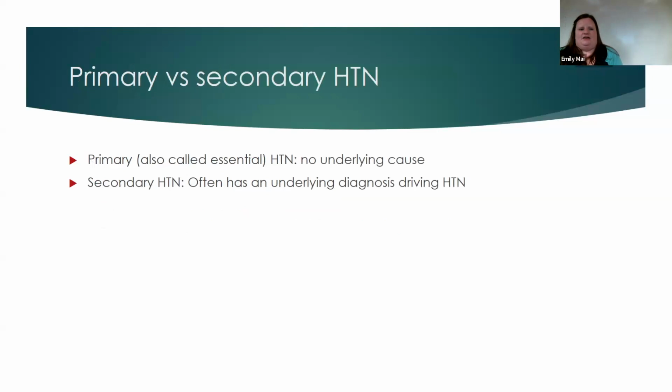All right, and then briefly for the definition of primary versus secondary, primary is also called essential. That's what we typically treat. There's no underlying cause. They just have hypertension. Mostly people with multiple other risk factors such as obesity, heart disease, diabetes, etc. And then sometimes just genetics. Honestly, a lot of times just genetics.